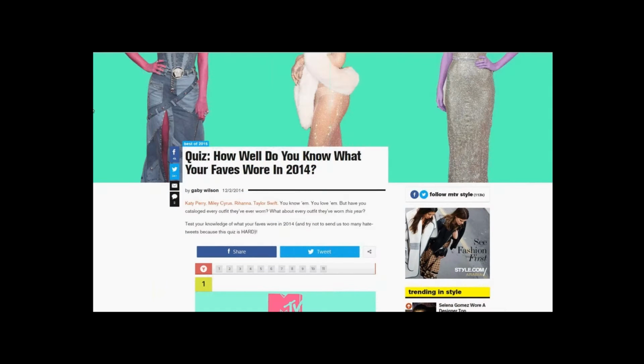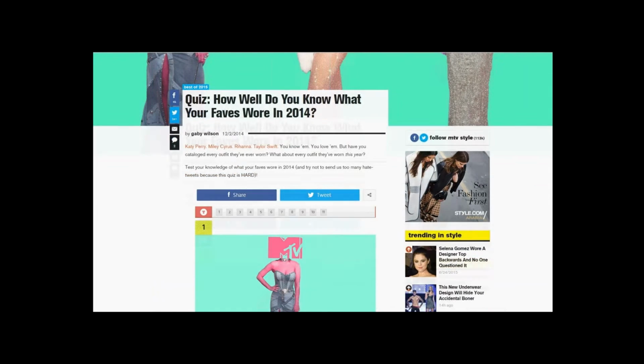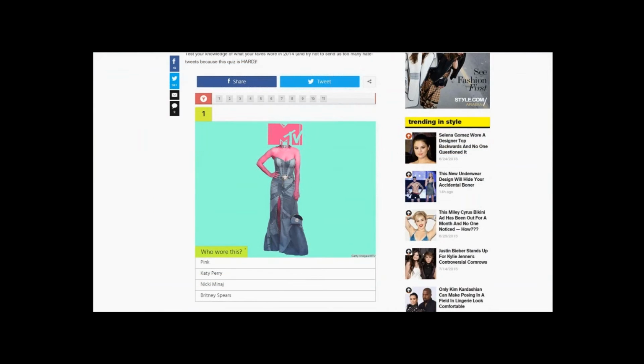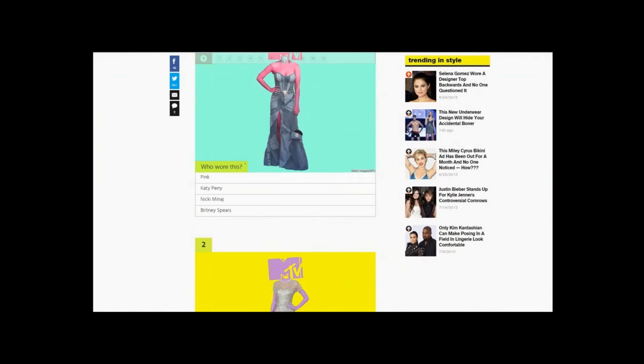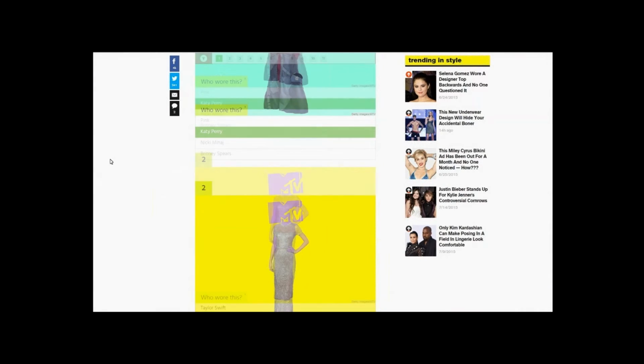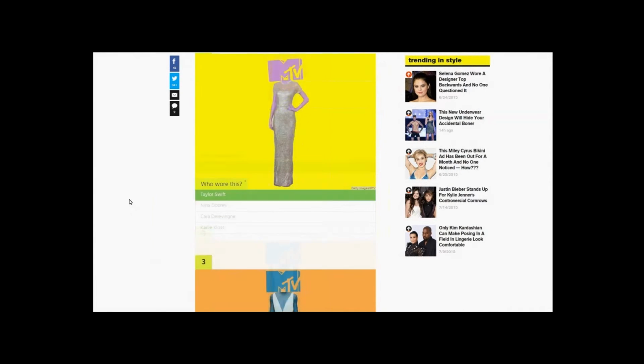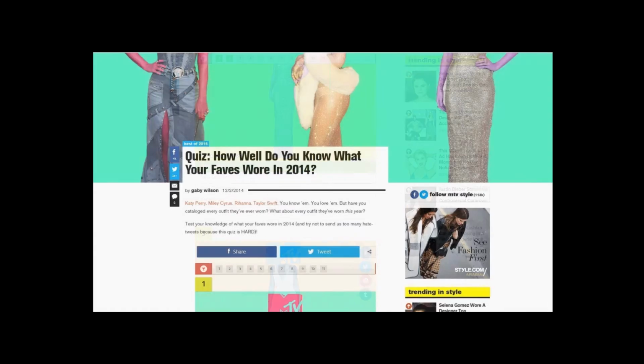Here we have an example from one of our partners, MTV. How well do you know what your faves wore in 2014? Now MTV's twist here in the visual concept is really great because they're hiding part of the image. So we have to guess who wore this, but we don't see the face. Again, this isn't just a trivia quiz about celebrities or MTV, it's a visual challenge.